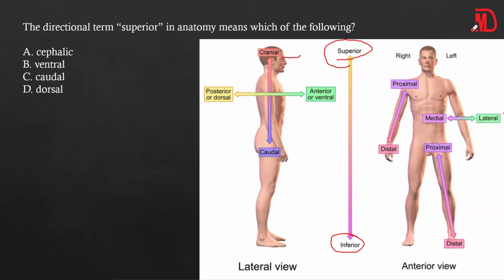As simple as that. So let's come back to our question. The directional term superior in anatomy means which of the following? I've already explained that superior means cranial or it means what? Cephalic. And that is why over here, your answer is A. Don't forget, caudal also means tail. So your tail is the caudal.